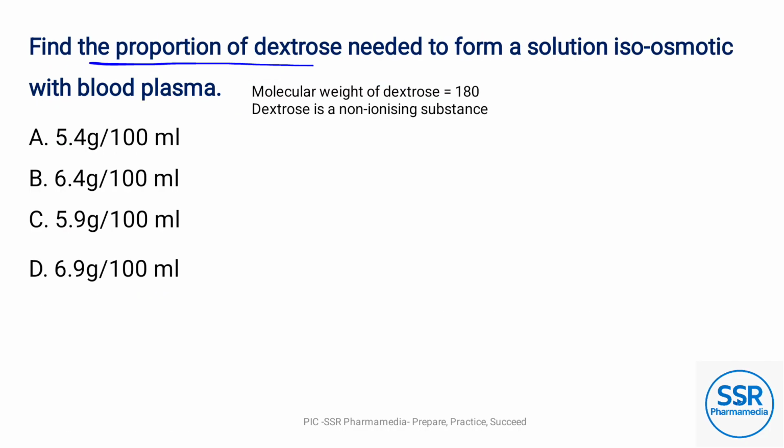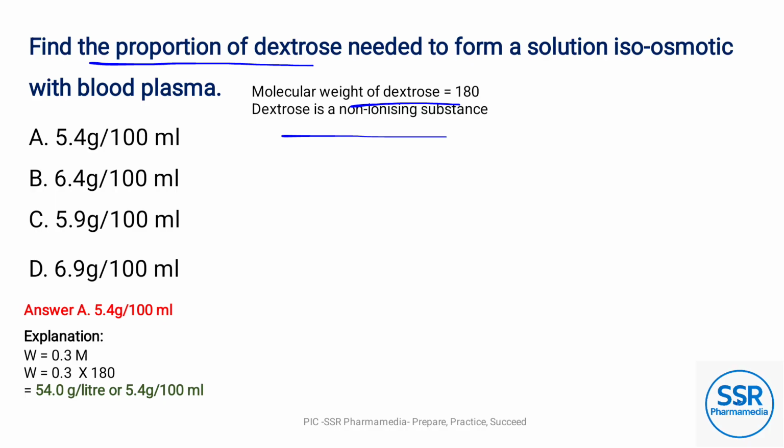Find out the proportion of dextrose needed to form a solution isoosmotic with blood. Here the dextrose molecular weight is given. Dextrose is a non-ionizing substance, so according to that the answer is option A, 5.4 gram per 100 ml. In this 1/2 method, 0.3 into 180, where 180 is the molecular weight, gives approximately 54 gram per liter. So per liter 54 means 5.4 per 100 ml.